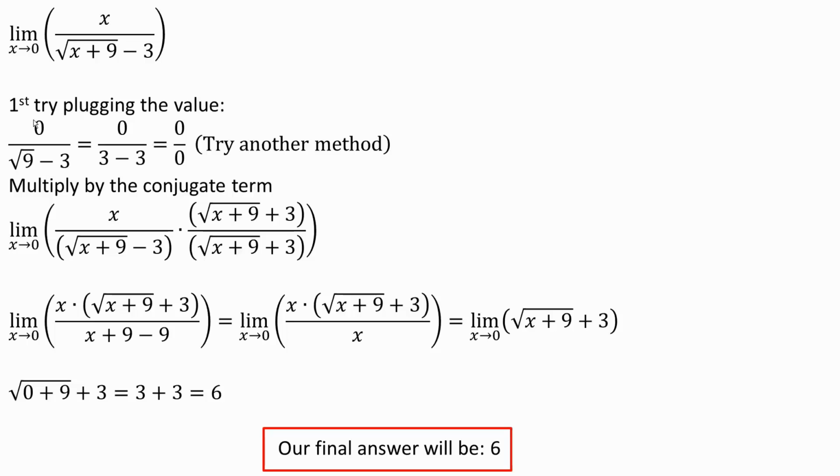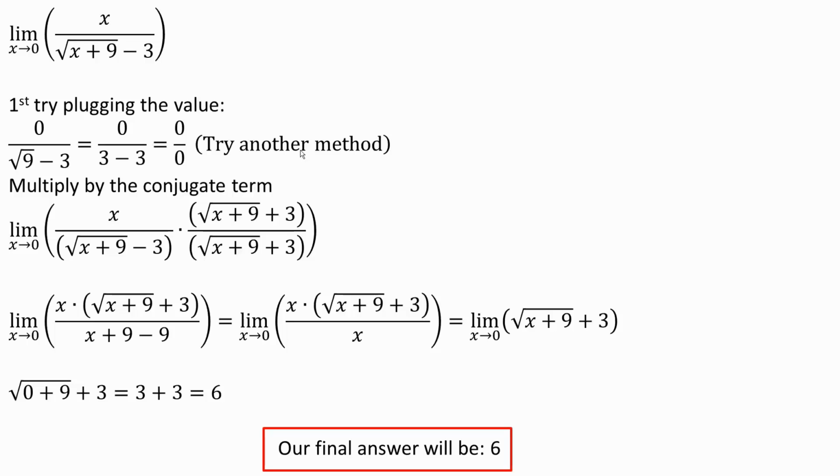If we do that, we get 0 divided by the square root of 9 minus 3, because I'm plugging in 0 here. So we get the square root of 9. And this would equal 0 divided by 3 minus 3, which is 0. And so we should try another method.